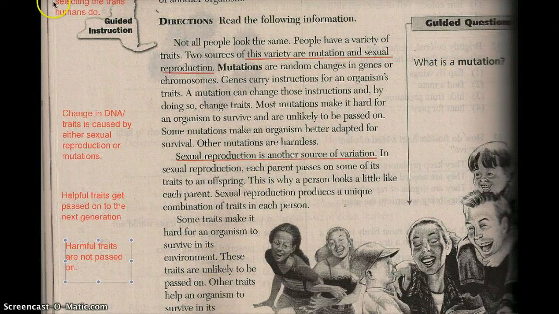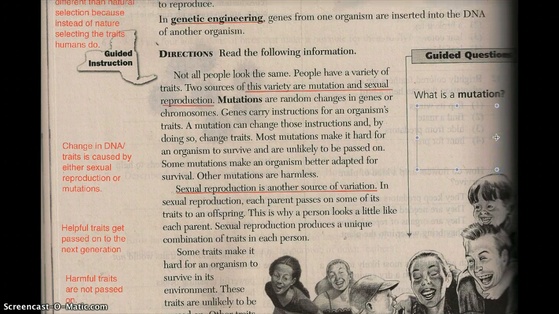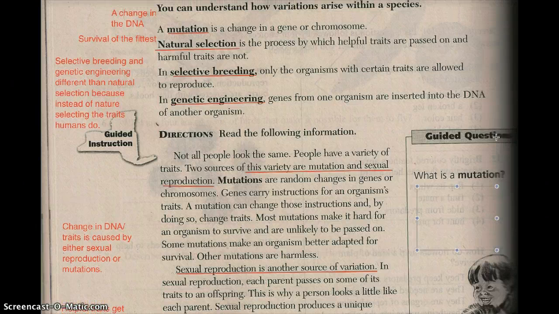So the guided questions, what is a mutation? I have two places where I can find this. First, I can find this in my definitions, but I can also find it here. Mutations are random changes in genes or chromosomes. And remember, genes carry instructions for an organism's trait. So I'm going to be a little bit more comprehensive.